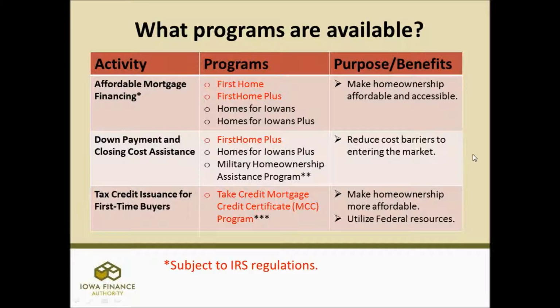There is a third activity that I referenced earlier, which is that we provide federal tax credits called mortgage credit certificates. Our program for that is called the Take Credit Program. We do that for qualified first-time homebuyers, and we use a special authority that's granted by the Federal Treasury to issue these credit certificates to qualified borrowers that entitles them to an annual income tax credit of up to $2,000 per year for the life of their mortgage.